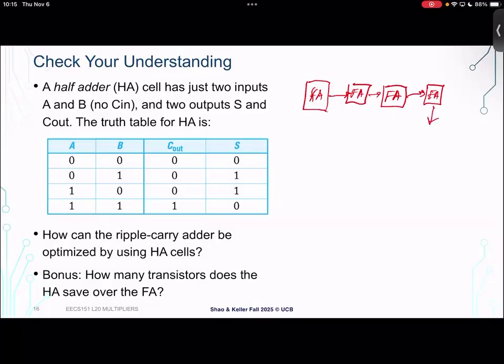Regarding the bonus question, I was able to come up with a 16 transistor half adder cell. So there's an easy way to build it in 18 transistors, and then there's a slightly more clever way to build it in 16 transistors. I believe that's the best you can do. So that compares to the 28 transistors for the full adder. So it's a pretty big savings just from not having that carry in. But it's not quite 2x, which means that it's generally not going to be worth trying to replace a full adder with 2 half adders or anything like that.